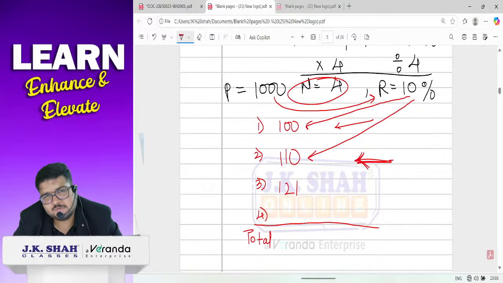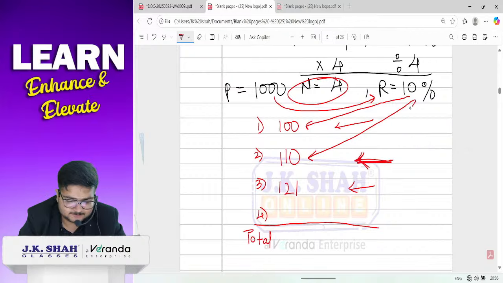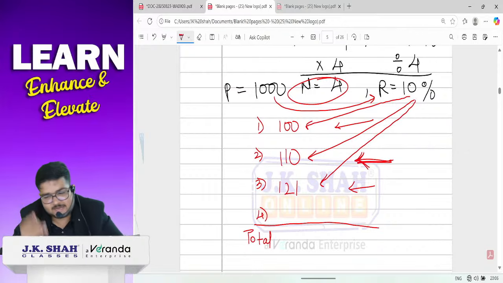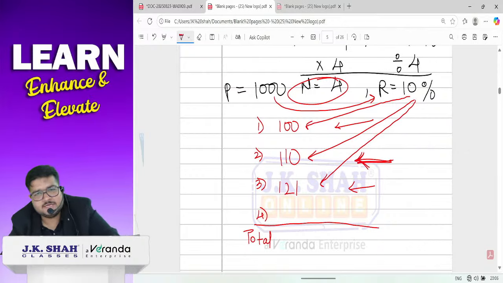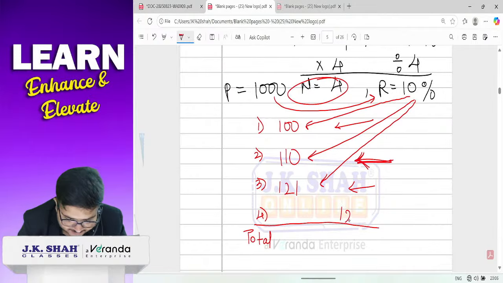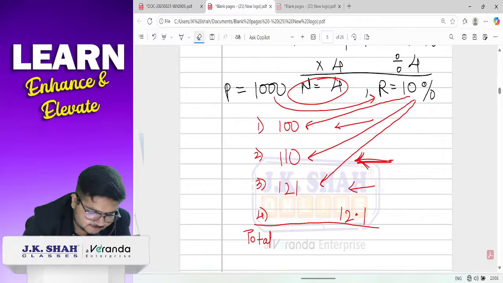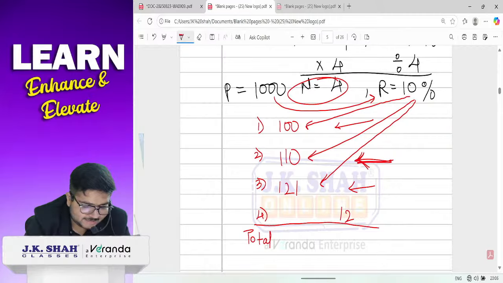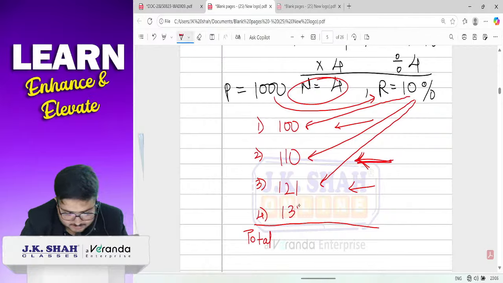And for the last year, who will help me? 121. You have to find out 10% of 121 and add that in 121. 10% of 121 is 12.1. It is 12.1. Please ignore the 0.1. Take only 12. So you have to add 12 in 121. So it will be 133.